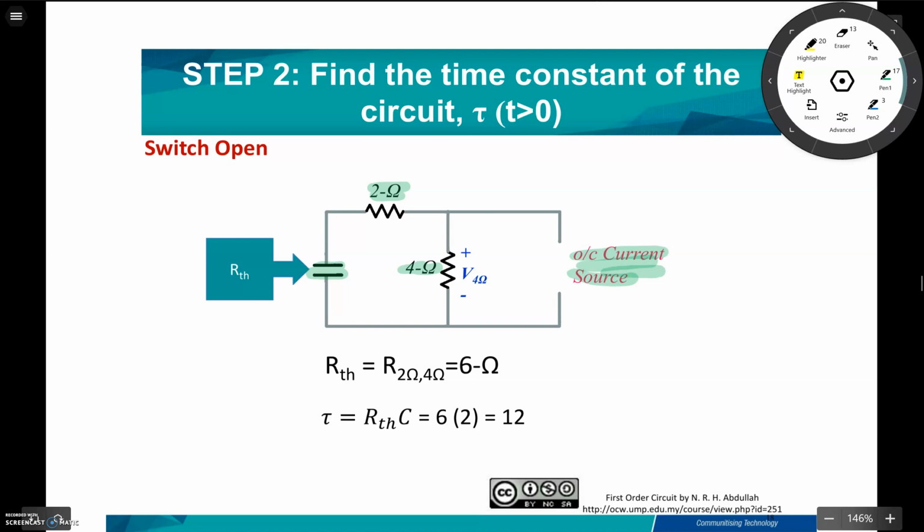In order to find the RThevenin, you need to open circuit the current source. The step is the same as in Thevenin's method: in order to find the RThevenin, you have to terminate all the sources. So from the capacitor side, you can see that the RThevenin is equal to 2 ohm in series with 4 ohm, which will be equal to 6 ohm. And then the formula of tau is RThevenin times capacitor, which is 6 times 2. The answer will be 12 seconds.